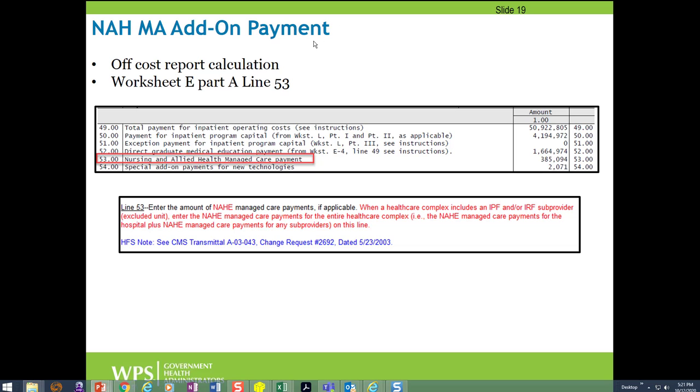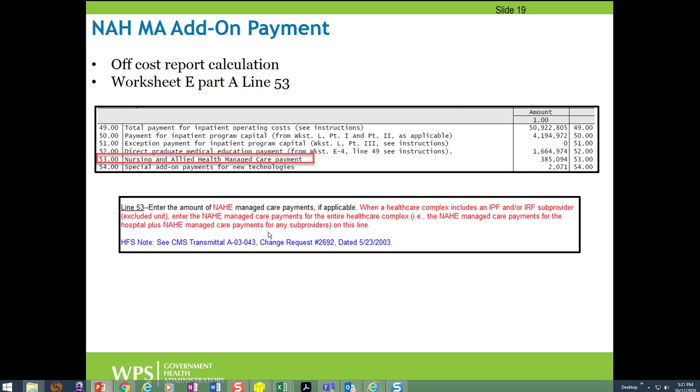So now let's move on to the Nursing Allied Health Managed Care Add-on Payment. And the first thing I want to point out is this is unlike the GME payment. The GME payment's all automatically calculated. The payment reduction is automatically calculated. But the Nursing Allied Health Medicare Advantage add-on payment is completely off cost report. There's one line on the cost report that this is reported on, and it's the summary amount from your calculation. So it's E Part A, line 53. It's just an input number.